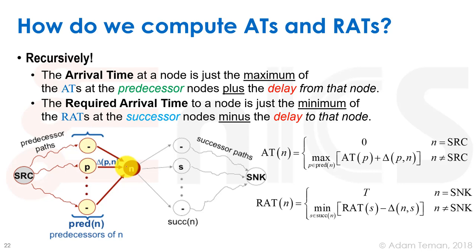Similarly, when we want to find the required arrival time, it's just the minimum of all the required arrival times at the successor nodes minus the delay to that node. So when we want to look at the RAT at node n, first of all, as a stopping point at our sink, it's T, big T. That's the final required arrival time. It has to make it there before our clock period. And then for each of the other nodes, we have a minimum over the required arrival times at all these successors minus the edge from one of these successors to the node itself. So we look at what the RAT was at one of them, which we've already calculated, subtract the edge that we have here, and the smallest of all those is the required arrival time.